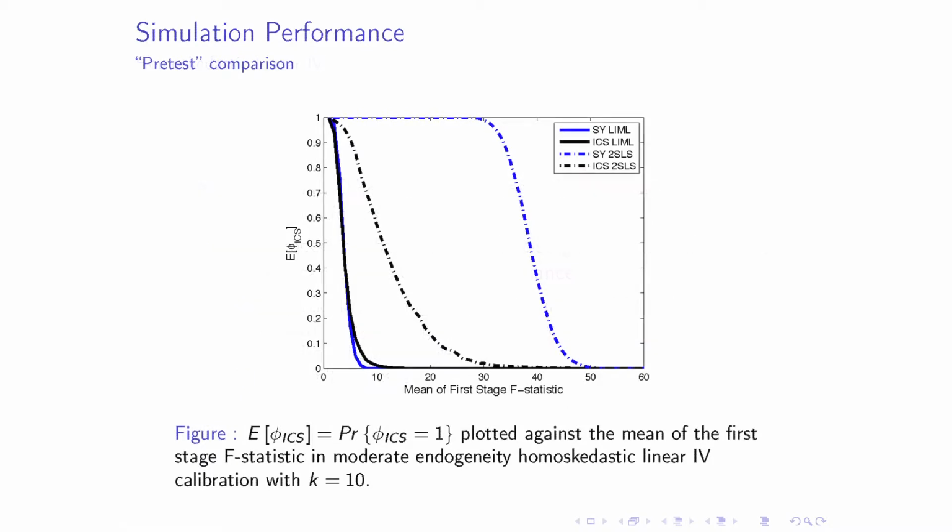In particular, here I'm looking at the Stock-Yogo procedures in blue for LIML and two-stage least squares, and my procedures in black, again for LIML and two-stage least squares. I'm plotting the probability that these procedures indicate weak identification against the mean of the first stage F-statistic in the homoskedastic case. What we see is that the two LIML procedures perform quite similarly in this moderate endogeneity calibration. For the two-stage least squares procedure, mine is somewhat less conservative than the Stock-Yogo procedure, in the sense that it's more likely to indicate strong identification for a wide range of values for the first stage F.